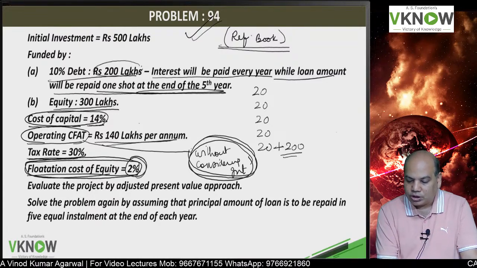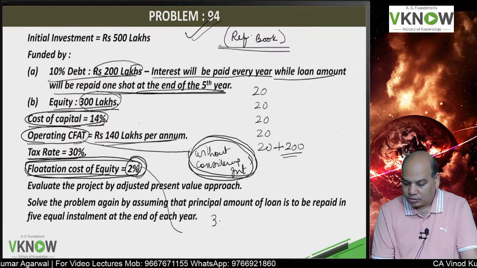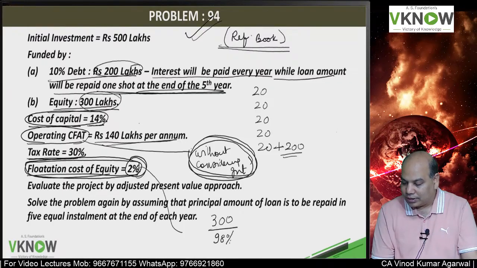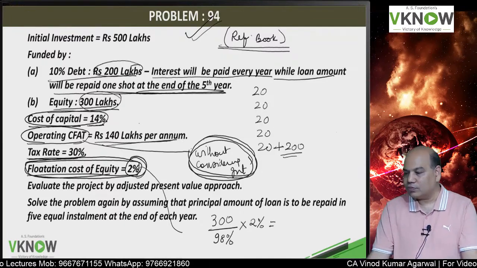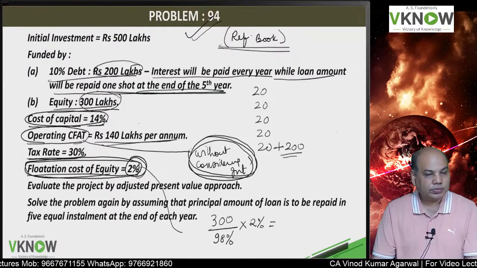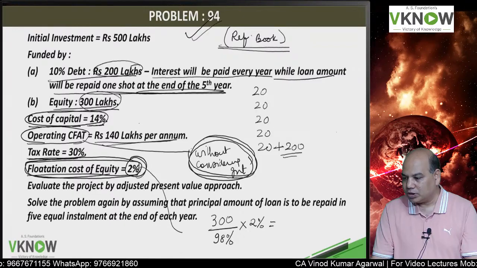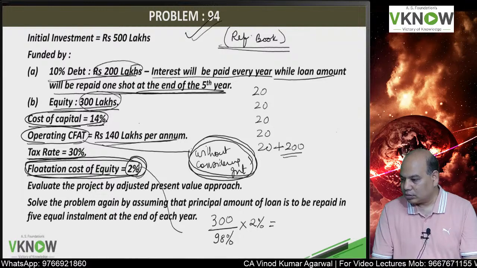You require 200 lakh from debt and 300 lakh from equity. So 300 should be net of flotation cost. My question is, what would be the flotation cost? It would be 300 divided by 98% into 2%.